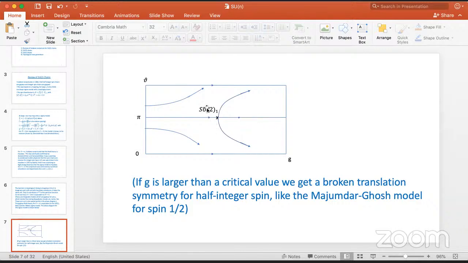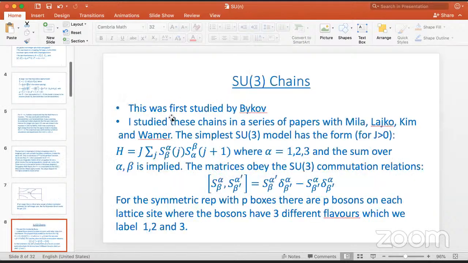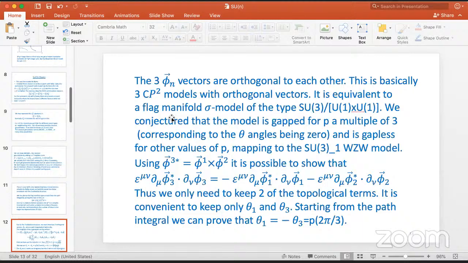If we have alternating couplings, so they're not equal on every site, we move away from this point. We can show it changes theta away from pi. So we get a gapped phase. So the gapless phase is only stable if the coupling is weak enough and we have translation invariance. And the phase diagram for SU(3) was quite similar.